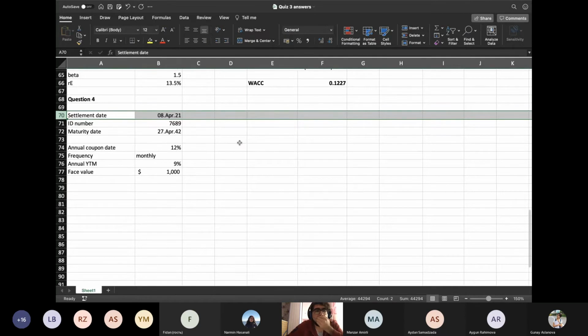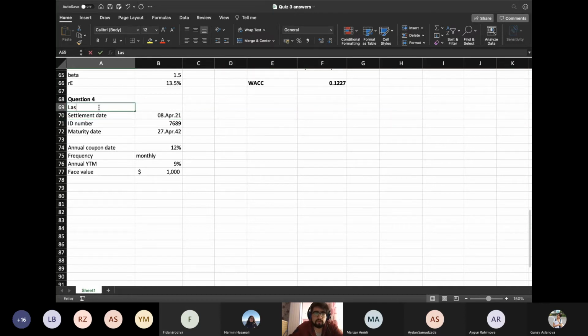So if settlement date is 8 April 2021, maturity date is 27 April 2042, last coupon date, and considering that frequency is monthly, last coupon date will be 27 March 2021, because it is the recent latest coupon payment date till the settlement.